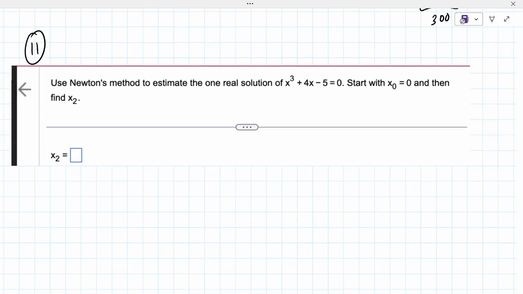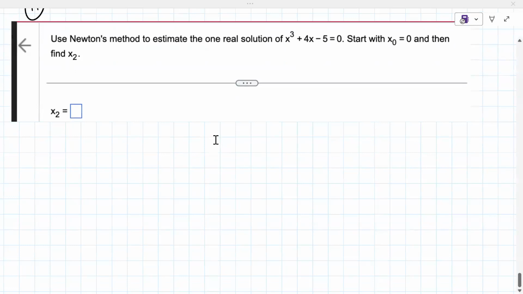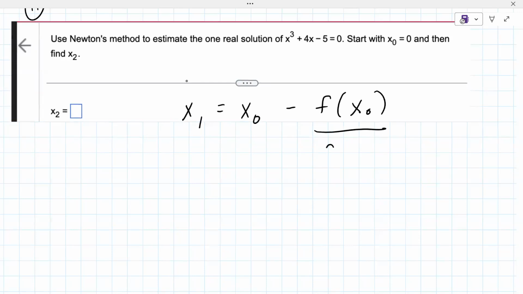But so Newton's method, incredibly important. It's what allowed the first astronauts to get to the moon, believe it or not. It's a really powerful approach. You need to know the recipe to do it. So x2 is equal to x1... well, actually, I need to back up here and see what they're doing. So x1 is equal to x0 minus f of x0 over f prime of x0.